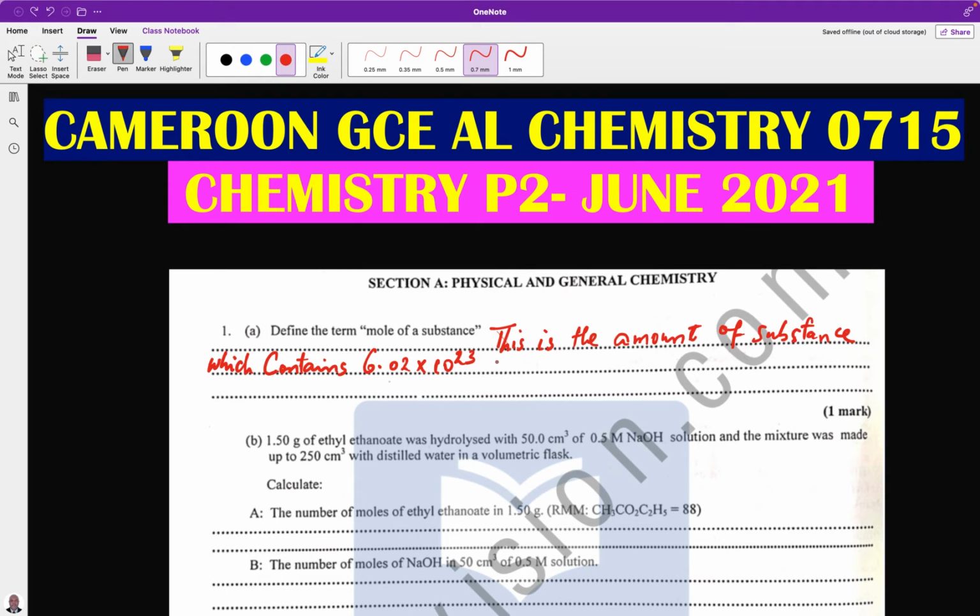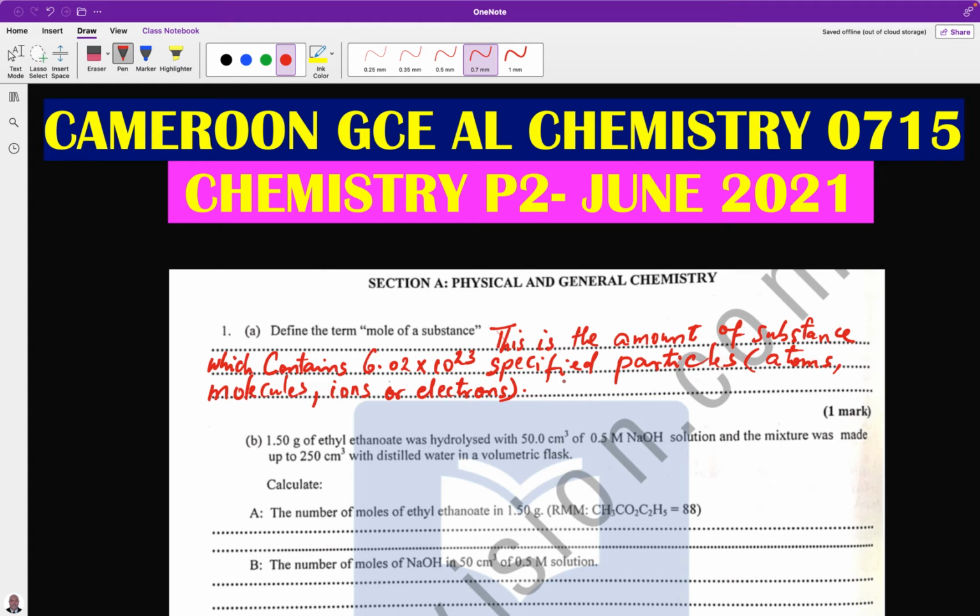Specified particles. I'm talking of atoms, molecules, ions, or electrons. So you can define a mole as the amount of substance which contains 6.02 times 10 to the 23rd specified particles.